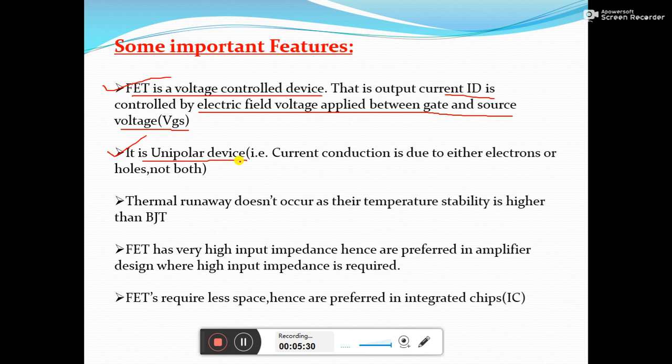BJT was a bipolar device. There the current conduction was due to both holes as well as electrons. Means the electrons and holes both do the active participation in current conduction. But here, in case of a unipolar device, current conduction is due to either holes or electrons, but not both.